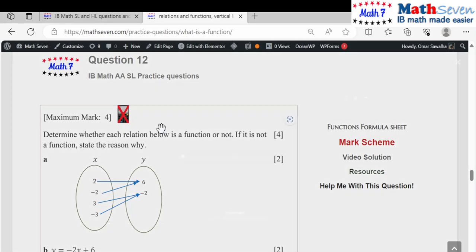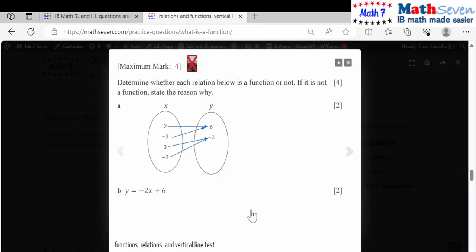Okay, students, look at this one. Now the question is saying decide or determine whether this relation is a function or not.